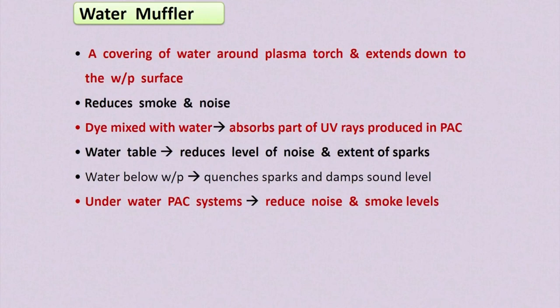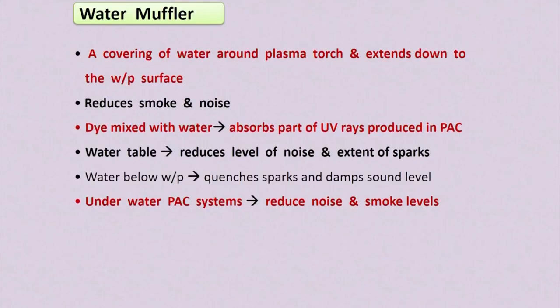So a water muffler is a covering of water around the plasma torch and it extends to the workpiece surface. In case of a water injected torch, a water muffler is generated. A water muffler is nothing but a covering of water around this plasma torch and it extends up to the workpiece surface. As it extends up to the workpiece surface, it reduces the smoke and reduces the noise generated due to the high velocity plasma arc on the workpiece surface.